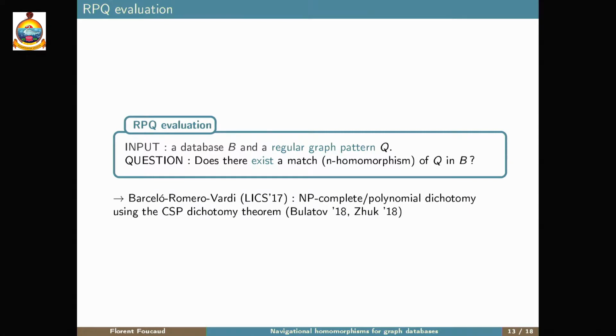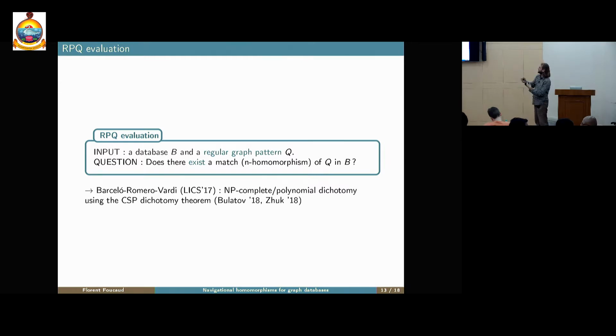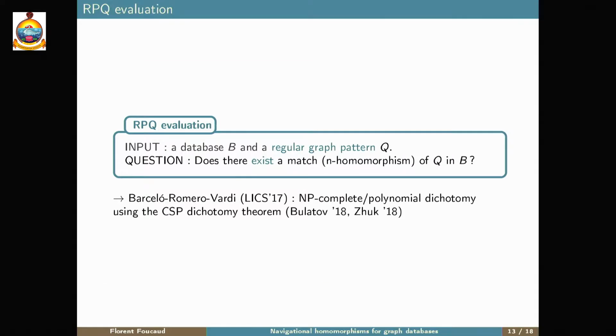Okay. So now if we come back to that basic problem of query evaluation, we are given a database B and a query Q, which is one of these regular graph queries, and the question is, does there exist a homomorphism of that kind? This was defined last year as a problem by these three authors, Barcelo, Romero, and Vardi, and they gave a complete NP-complete and polynomial time dichotomy, which uses the dichotomy theorem that I told you about earlier. So these are very recent results.